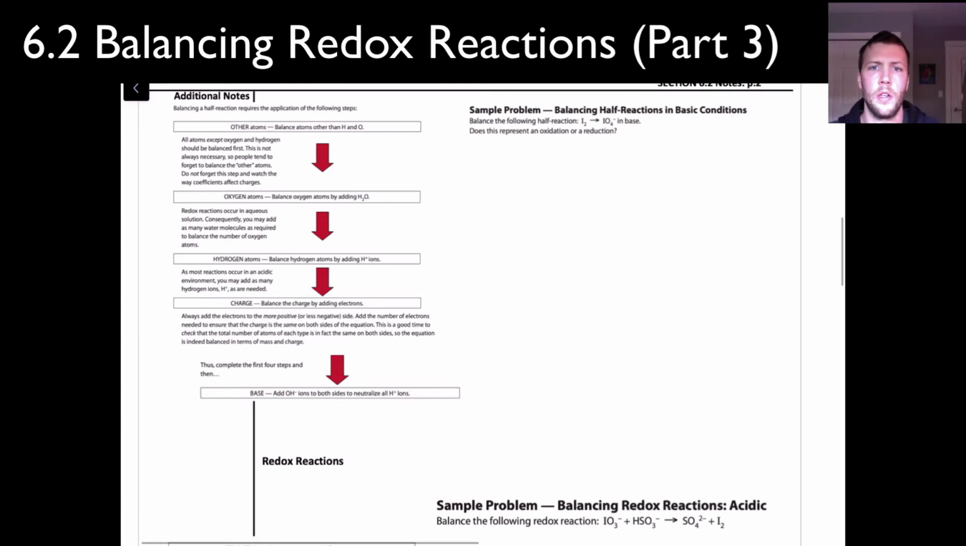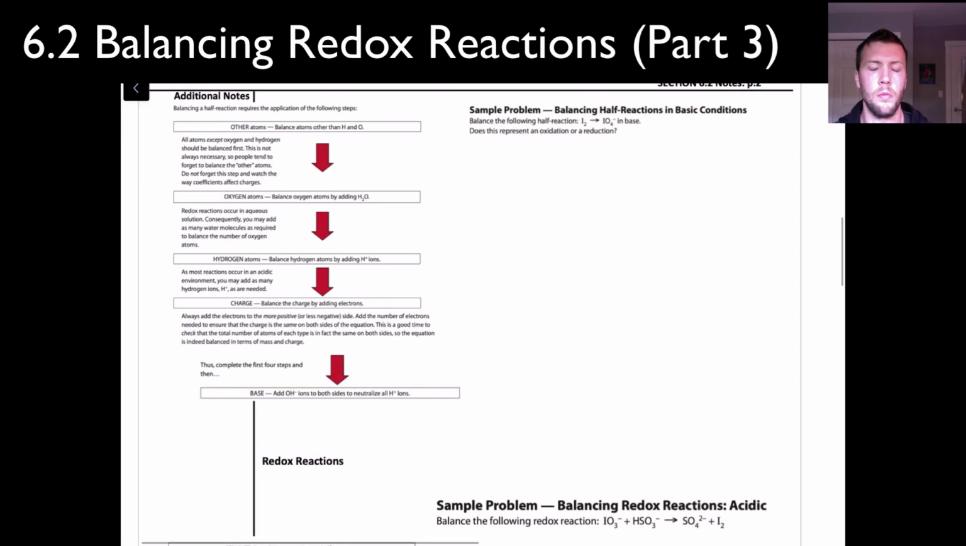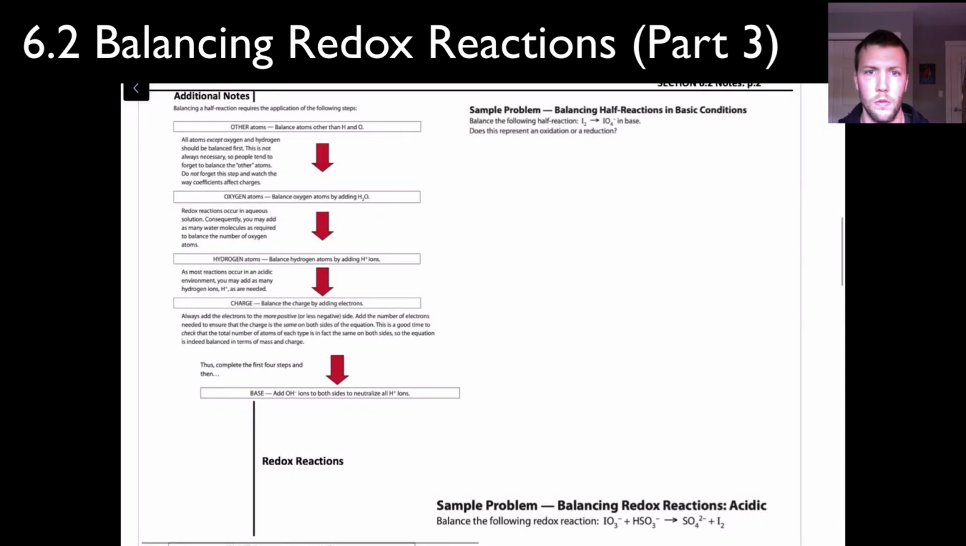In this example, we're going to balance another half reaction, but this time it's in basic conditions. So we're going to follow the exact same steps as the last problem, except we'll have one final step where we're going to add hydroxide ions to convert this from acidic conditions to basic conditions. So I'm going to start by writing out what I know.